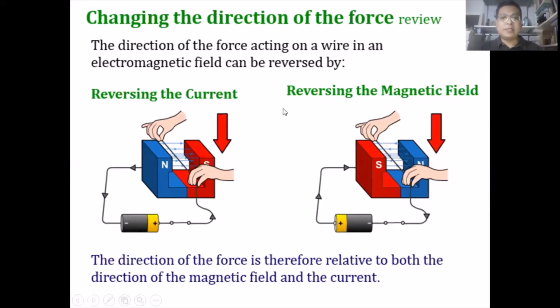What if we try to reverse? We try to flow from the positive, from the right side to the left side. What happened? The pole changes. The north pole will change from the left side to the right side, because of the flow of the current.